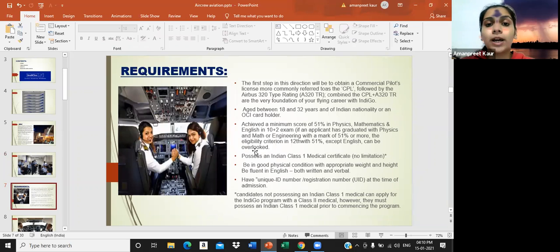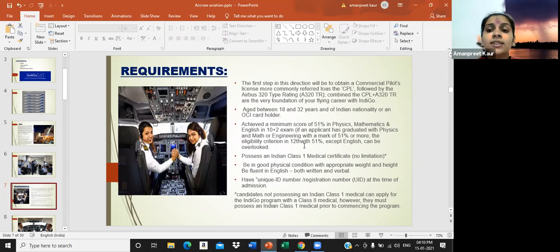Now I'm coming to the requirements, that is, what is required for getting hired as a pilot or as a cabin crew. The first step in this direction will be to obtain a commercial pilot license, more commonly referred to as the CPL. For the Airbus 320, which I've already told that IndiGo operates, the age should be between 18 and 32 years and of Indian nationality or an OCI card holder.